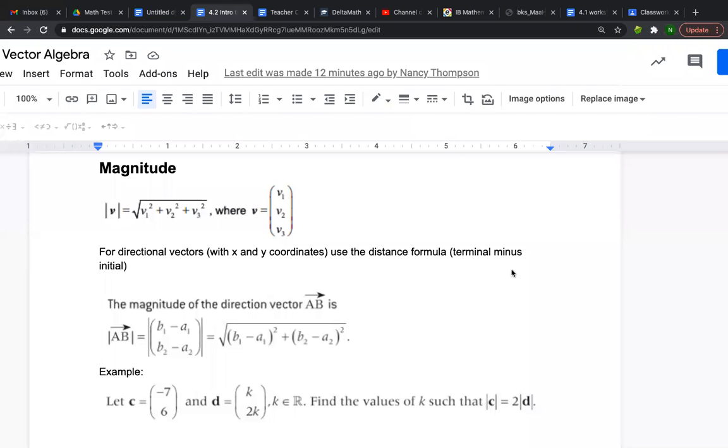Okay, so next we're going to touch on magnitude. Magnitude, again, is the length of the vector. If you're given the components of the vector in column form, you can just square each component, add them together, and put them under the square root. This is the way the formula is written on your formula sheet. It does not give you the formula for directional vectors, with x and y coordinates, but this is a formula you should know because it's just the distance formula.